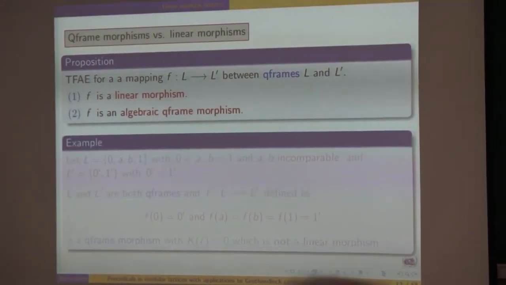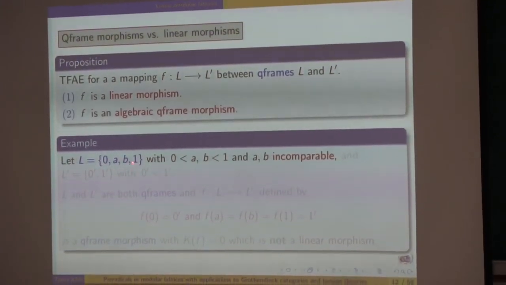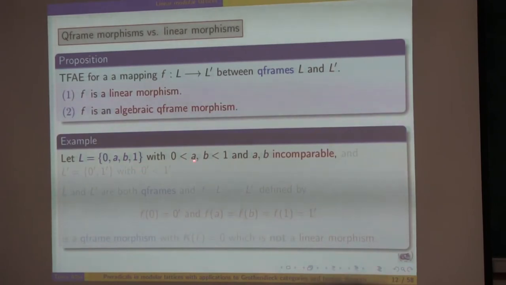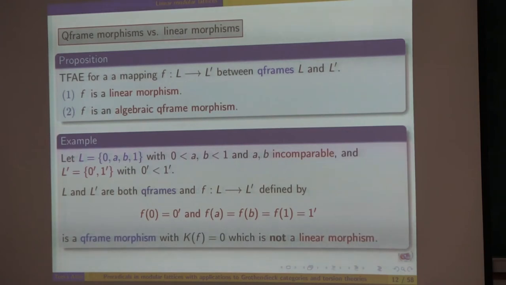And we have an example which shows this. We have a four-element lattice L, where 0 is the smallest element and the largest element is 1, and we have two elements A and B that are not comparable. And L prime is a two-element lattice, 0', 1'. These are two-frames, and we define the following mapping. F maps 0 to 0', and the elements A, B and 1 are mapped to 1'. But it is easy to check that F is a two-frame morphism, the kernel is 0, but it's not a linear morphism. Okay? If you have any question, you can interrupt me and we can go.